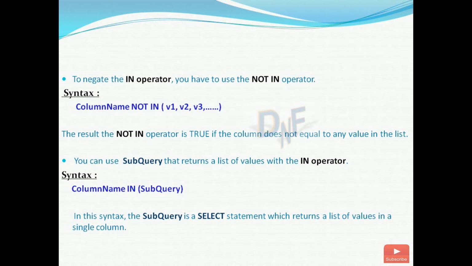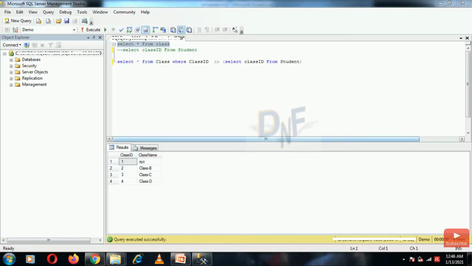So let's see these examples in SQL Server. Here we have SQL Server and we have a class table. Here are two columns. First is class ID, second is class name. And we want to use the IN operator. For example, I type IN and put the values.